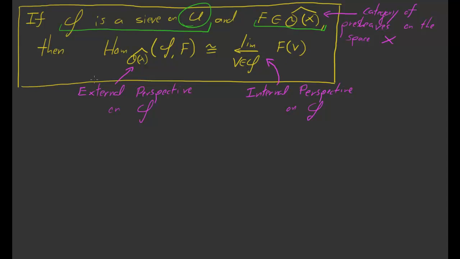And as I said outside of the box here, for the left side of this to make sense, you really need to be thinking in the external perspective, and for the right side of this to make sense, you should be thinking in the internal perspective. So we use the external perspective on sieves and then the internal perspective on sieves. And this isomorphism is an important one, and comes up all of the time. Alright, so let's prove it.